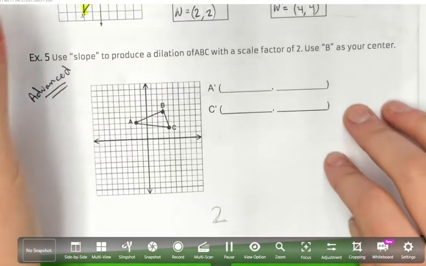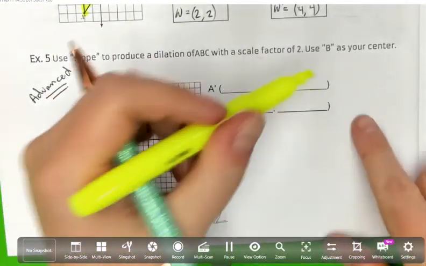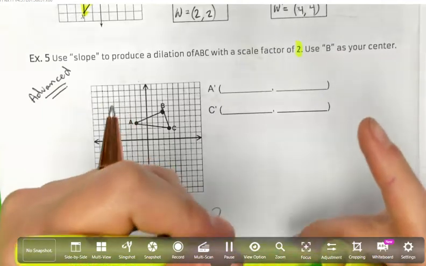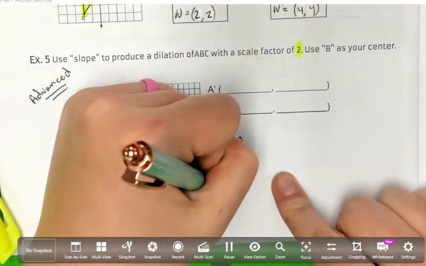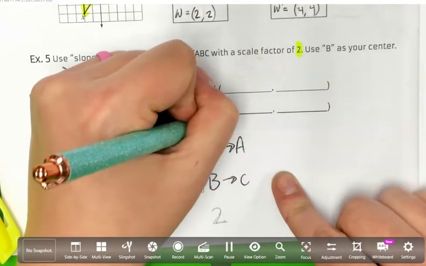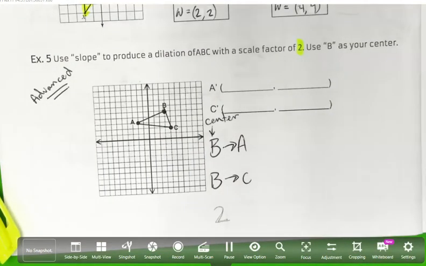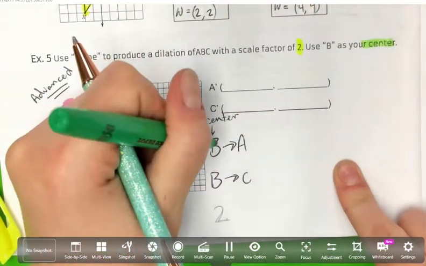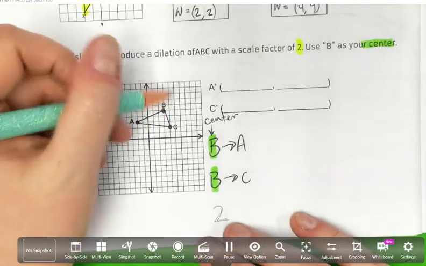All right, we're going to do the same thing. Except for this one, our center is B, so that's our starting point. Our scale factor is 2. So we count from B to A and from B to C. This right here is my center. You know what? I think it might be easier. Let's do this. Center. And then when we write our scale factor, we'll highlight that as well, just so we can keep track of everything. B to A, what is the change?